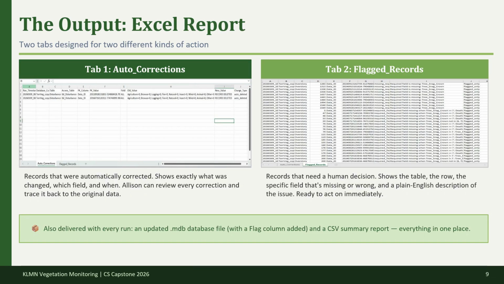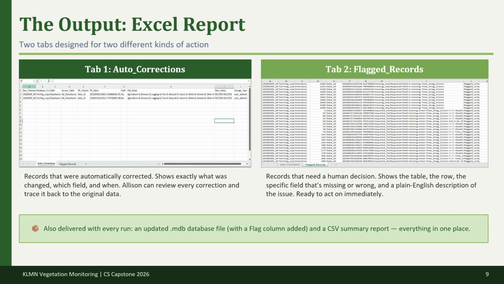Here's an Excel report that lands in Allison's hands once it's done. There's 2 tabs. The first one, Auto Corrections. This shows everything the pipeline fixed automatically. You can see the exact record, the field that was changed, the old value, what the new value is, and when this occurred. A total audit trail.